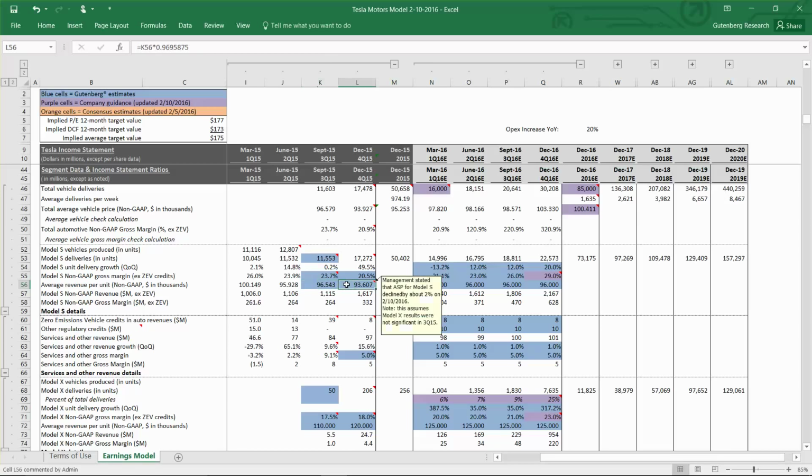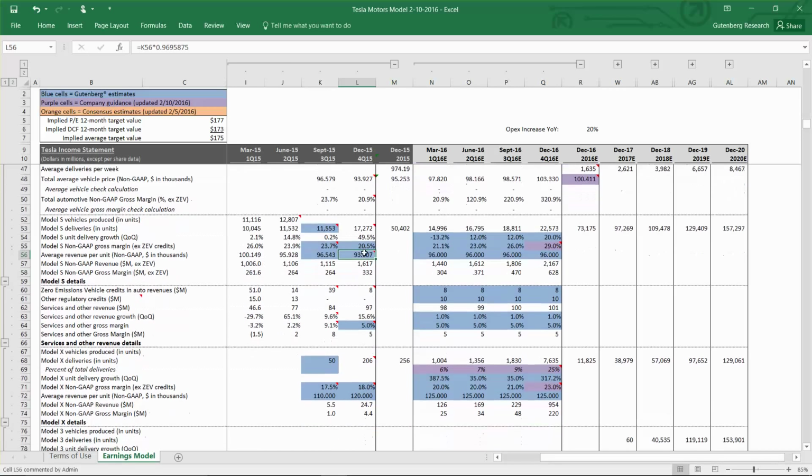And then we took that 2% decline that management mentioned on the call tonight, and we brought that average selling price down, so that would give us an average selling price of just under 94,000 for the fourth quarter, which is sort of in line with the trends and the puts and takes that they spoke about on the call, and the fact that it was impacted by the strong US dollar.